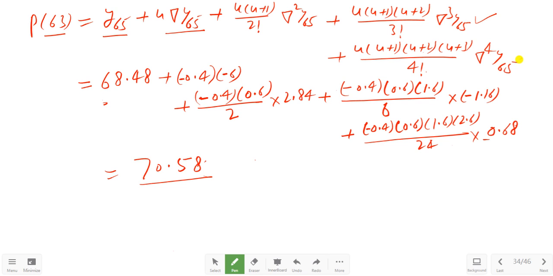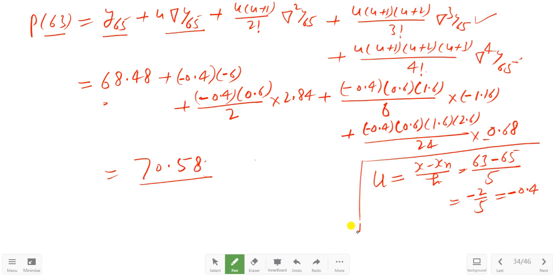Now first of all, compute the value of u, which is equal to x minus xn upon h. Here x is 63, minus xn which is 65, upon h which is 5. So this value is minus 2 upon 5, and this is minus 0.4. So this is the value of u, equal to negative 0.4.